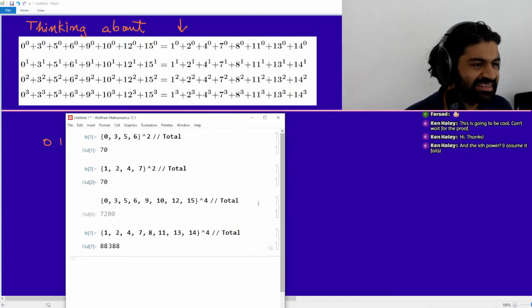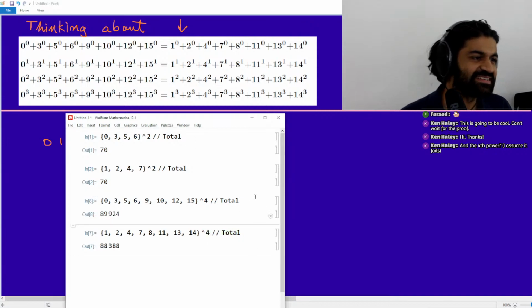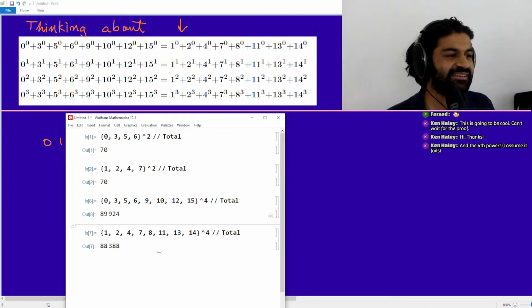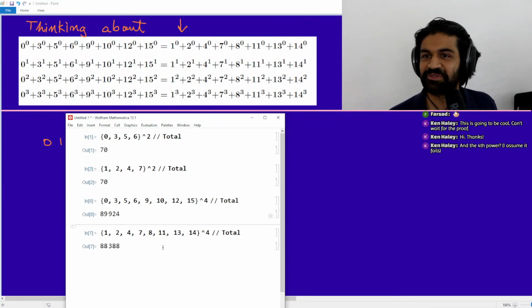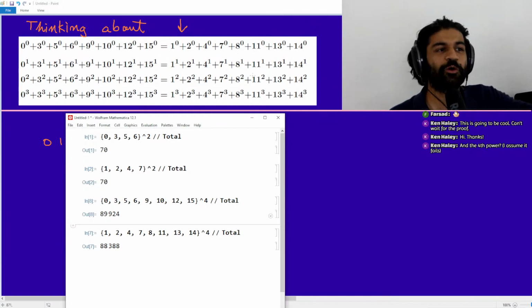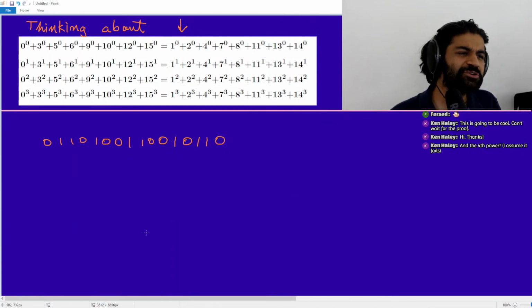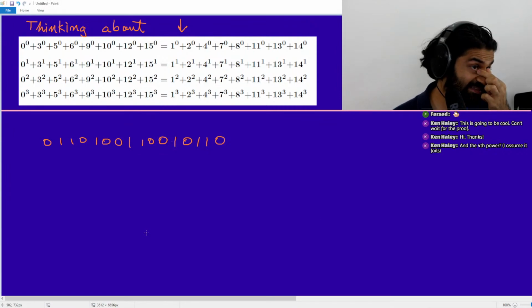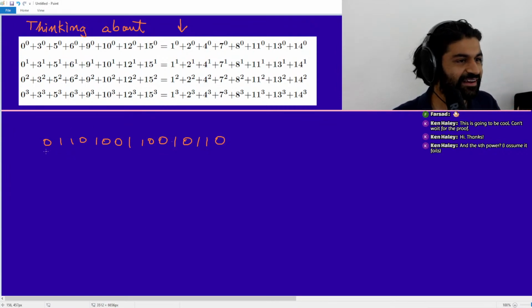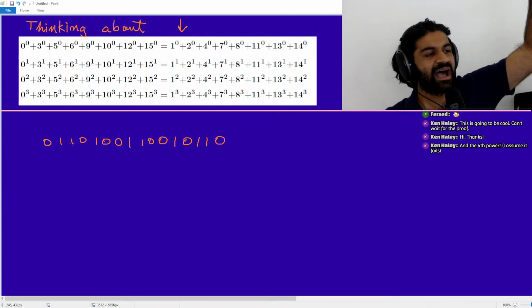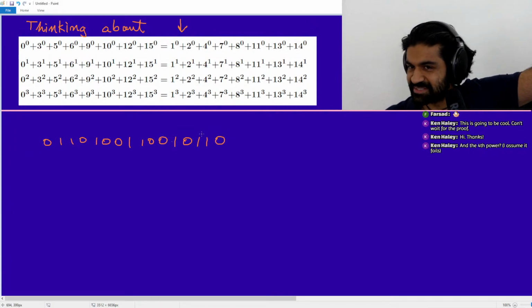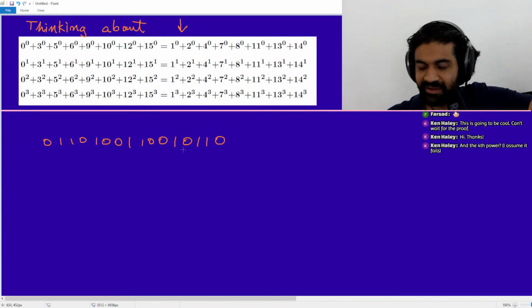So this is 88,388, and this is 89,924. So it is indeed true that it fails for the fourth power if you try to show they're equal for the fourth power. But what I'm trying to indicate is that there's a deeper thing going on here. For example, you construct this sequence by recursively bit flipping, right?